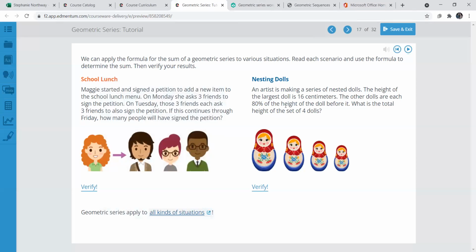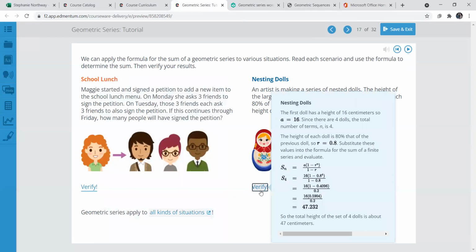This one, let's read about the nesting dolls. If you've ever seen these, another name like Petrushka would be another name for it. They're pretty cool because inside the doll, there's a smaller one, a smaller one, a smaller one, and so on. It keeps going. Okay, so an artist is making a series of nested dolls. The height of the largest doll is 16 centimeters. The other dolls are each 80% of the height of the doll before. What is the total height of all 4 dolls?